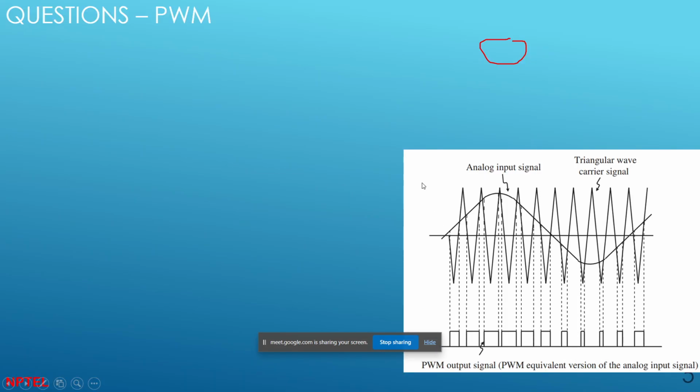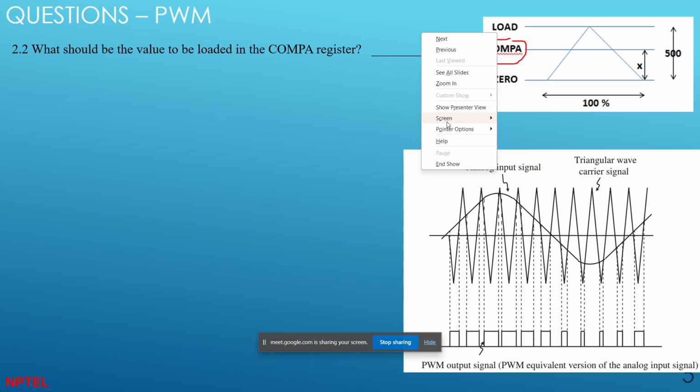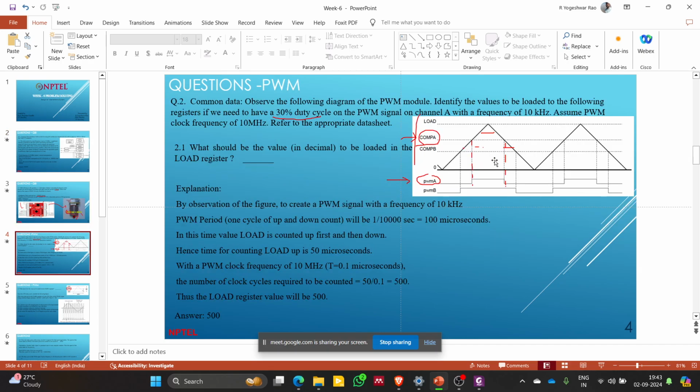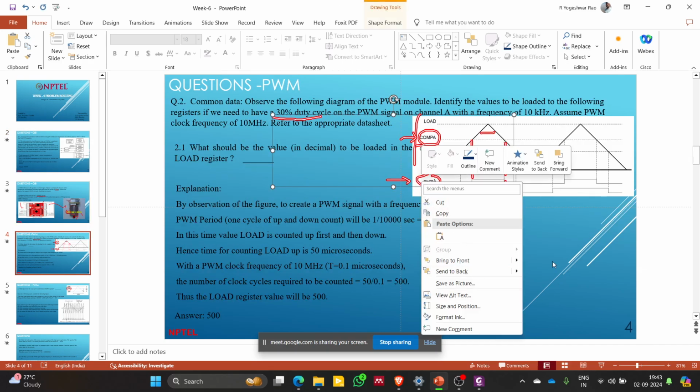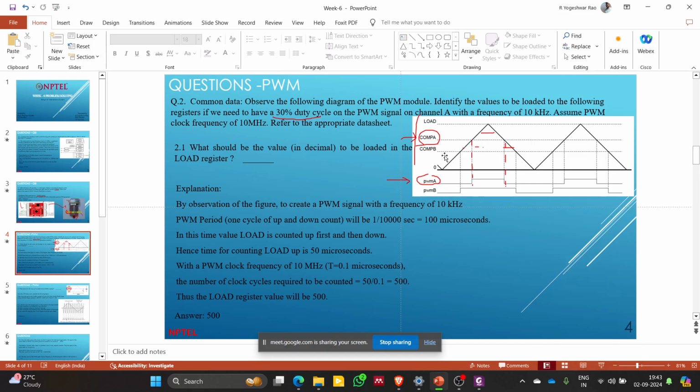It's visible. Yeah. So what I was saying is we need to make this signal a 30% duty cycle signal. What signal do we need to make a 30% duty cycle? This PWMA signal. So this PWMA signal needs to be 30%. For that, this comp A needs to change. So what is the value which we need to give to the register? That's what we need to calculate.